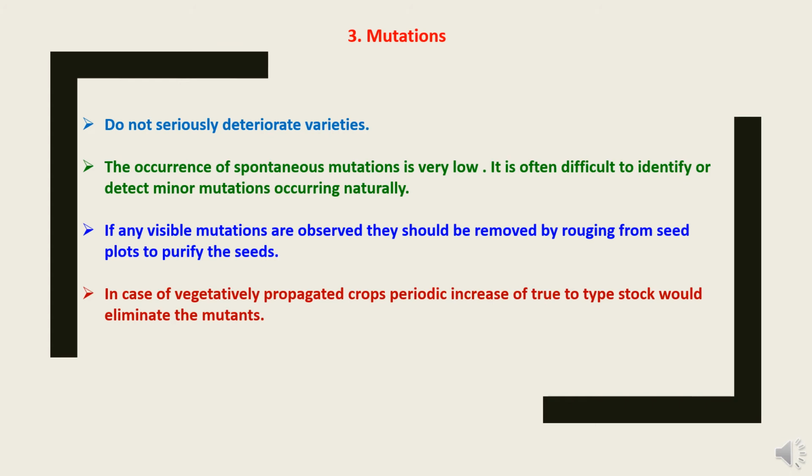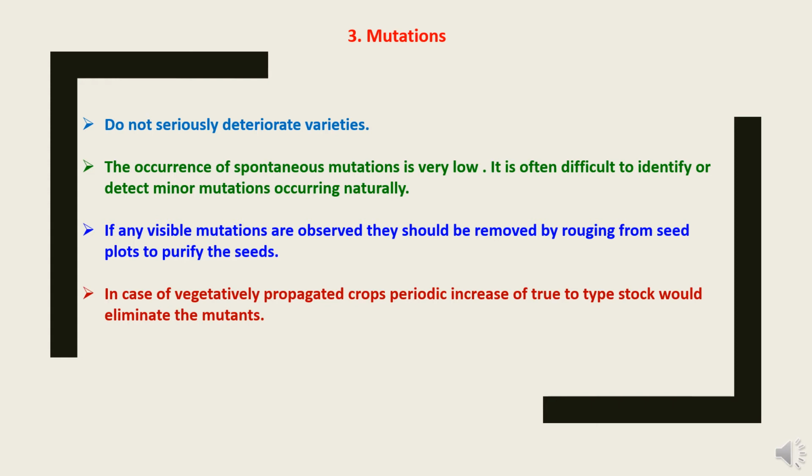Third factor of deterioration is mutations. These mutations do not seriously deteriorate varieties, and it is not of much importance as the occurrence of spontaneous mutations is very low. It is often difficult to identify or detect minor mutations occurring naturally.